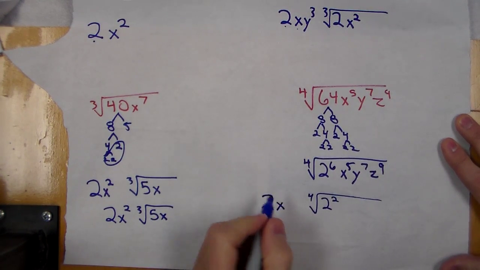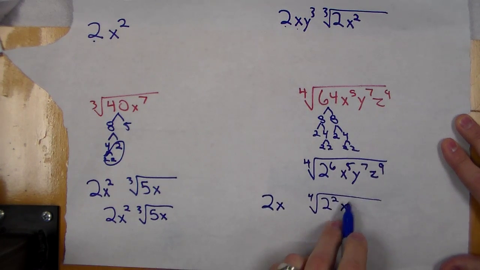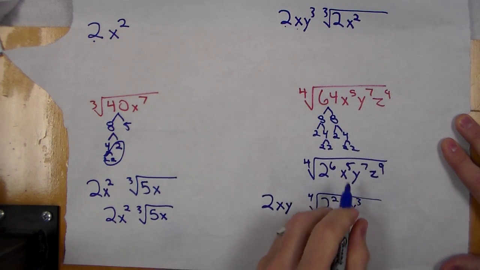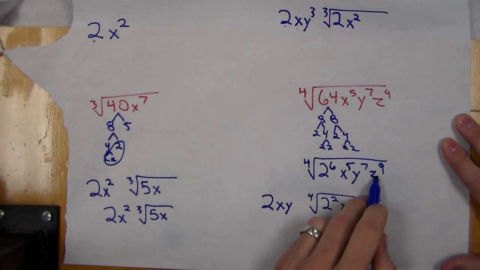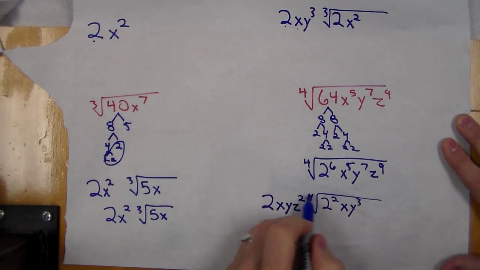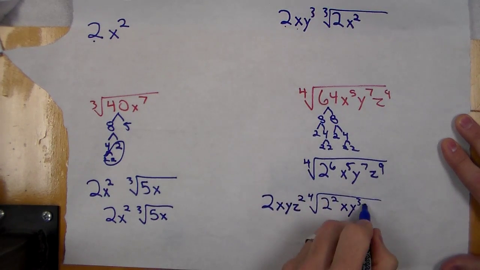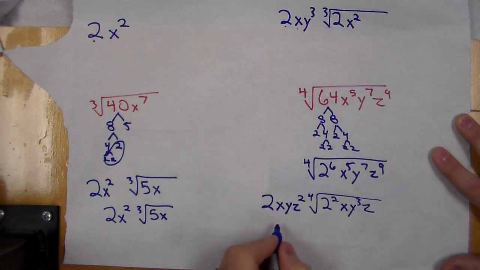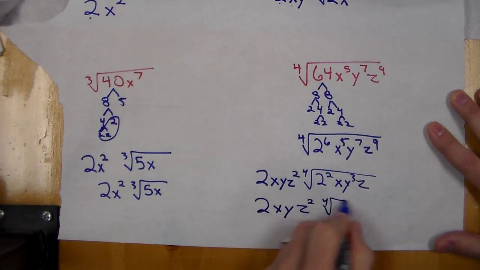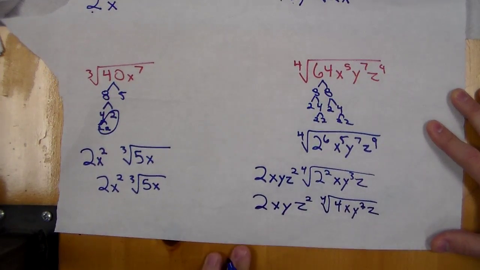X to the 5th takes out 1 set. 1 stays behind because I take out 4 of them. I have 1 left. Y to the 7th takes out 1 set. There's 3 remaining if I took 4. Z to the 9th, I could take out 1 and another set. So if I went z squared, that would be 8 of them, 2 sets of 4, leaving 1 left over. So we could write it like this, but we'd also probably see it as 4xy cubed z on the inside, just doing the 4 squared.